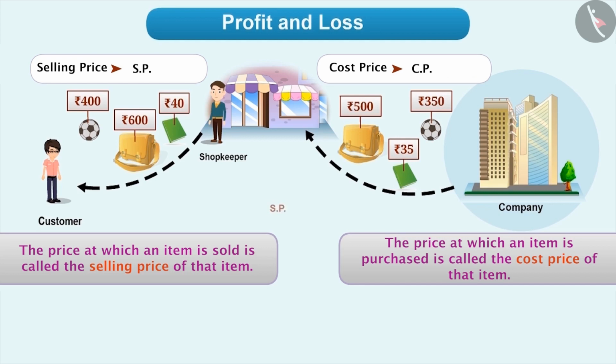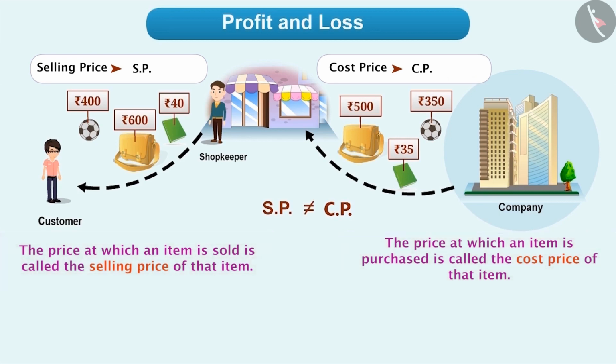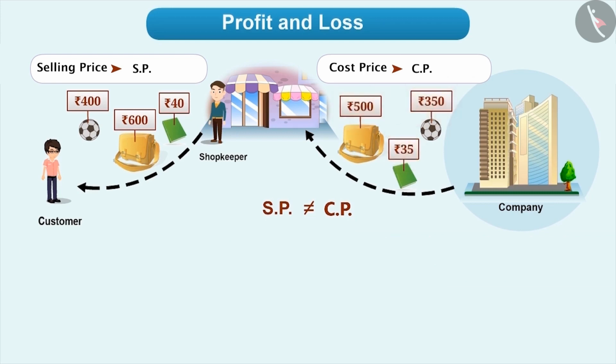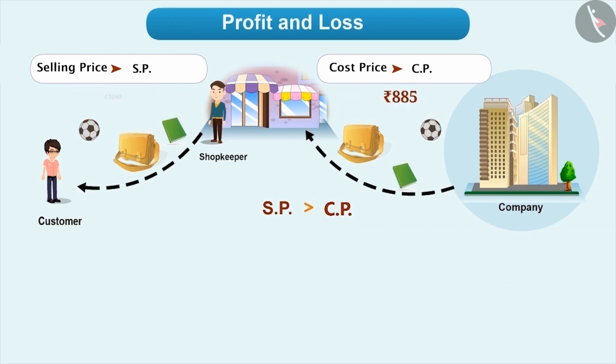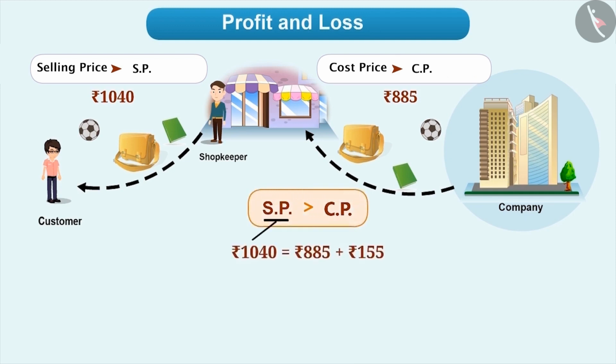Does the shopkeeper sell the item at the same price that he buys? No. Generally, any shopkeeper tries to sell an item at a price higher than the price purchased. That is, he tries to keep the selling price higher than the cost price. If the selling price is higher than the cost price, then the shopkeeper gets his cost price along with some extra money, which we call as profit. Therefore, we can say that profit is equal to selling price minus cost price.